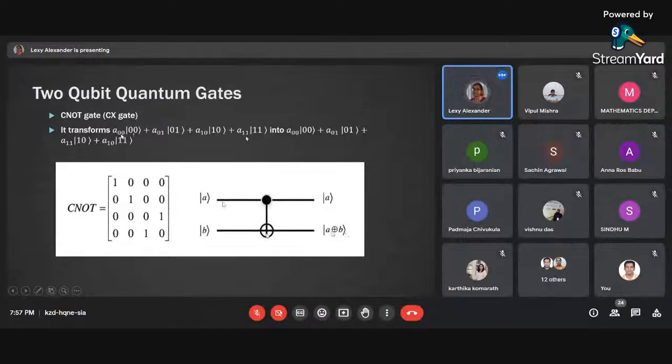It will be complemented. In a quantum circuit, this is the notation which is used: one dot and an XOR. So it is equivalent to the XOR operation in the classical gate.